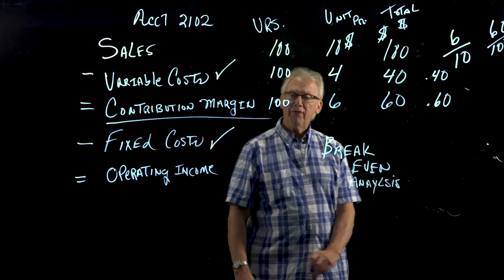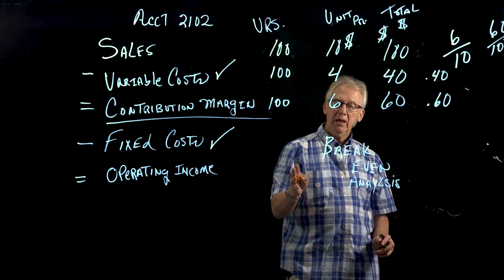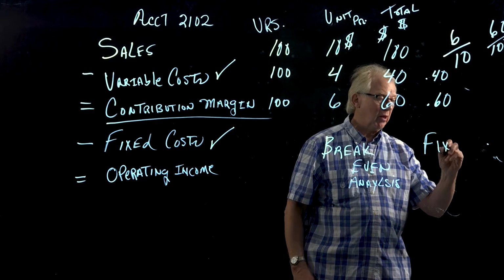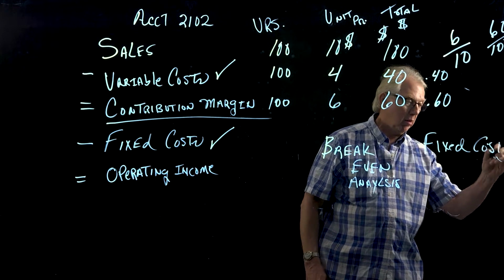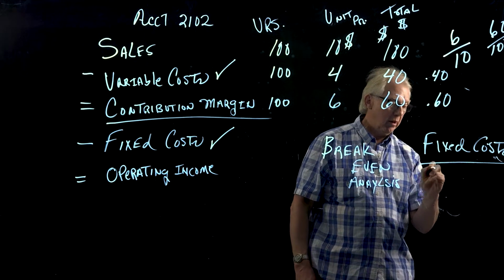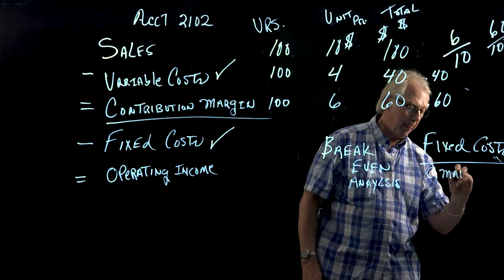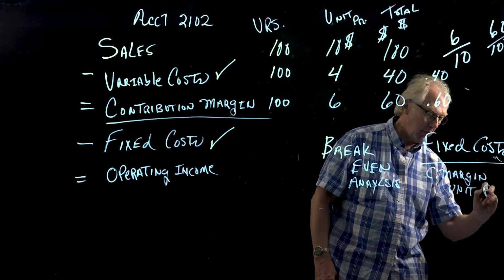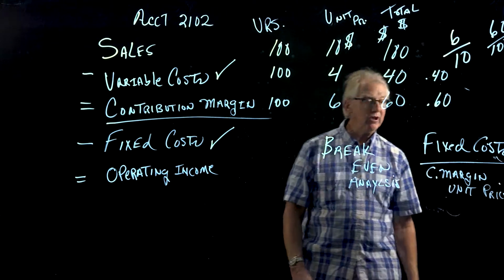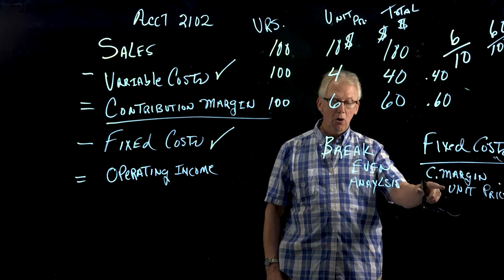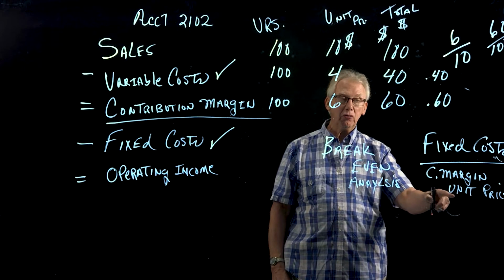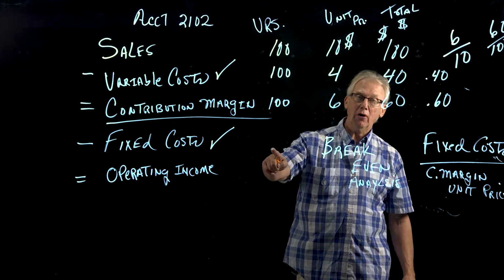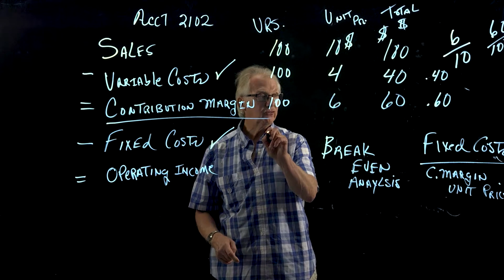Okay, and you can find out break-even in units by putting fixed cost over the contribution margin unit price. Okay, break even in units, fixed cost over the contribution margin unit price. Okay, now let's just put a number in here for fixed cost. Let's put $20 in for fixed cost.